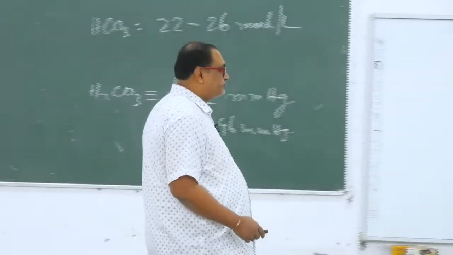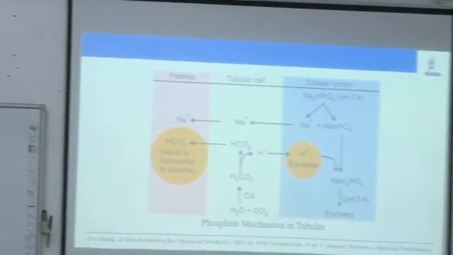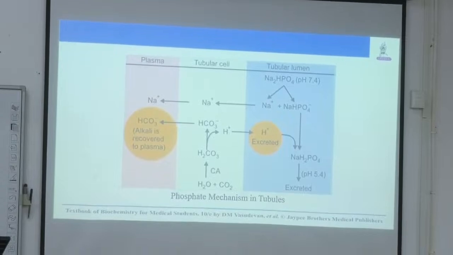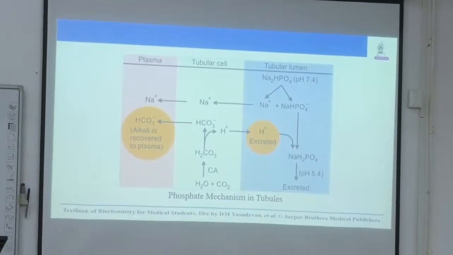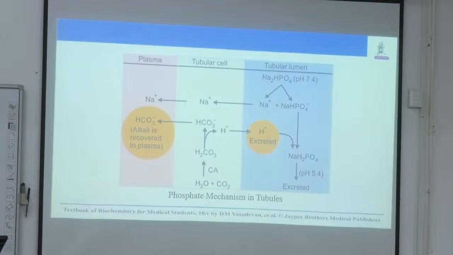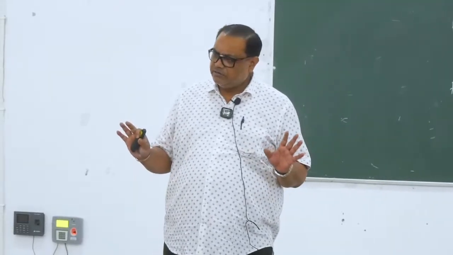Next, excretion of titratable acid. Titratable acid means lactic acid, phosphate, etc. Suppose I am telling lactic acid, acetic acid, all these, but showing a picture of phosphoric acid. Are you okay with this, or do you have any question?